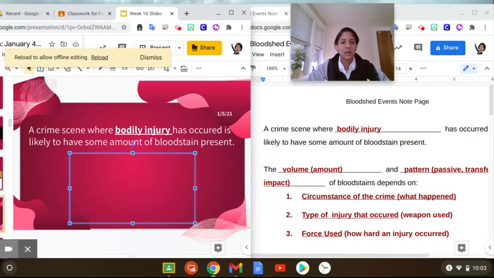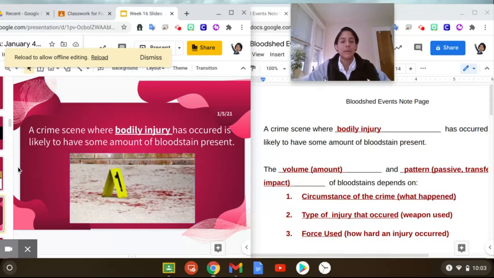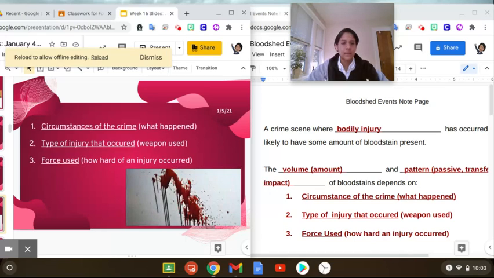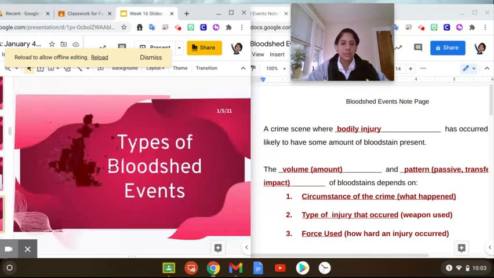A crime scene where bodily injury has occurred is likely to have some amount of bloodstain present. Anytime there's some sort of bodily injury, the skin is very thin and can cause bleeding pretty easily. But the volume and the pattern of bloodstains depends on the following three things. It depends on the circumstances of the crime, what happened, the type of injury that occurred, the weapon used, and the force used. All those things are going to determine how much blood and the pattern of blood left at the crime scene.